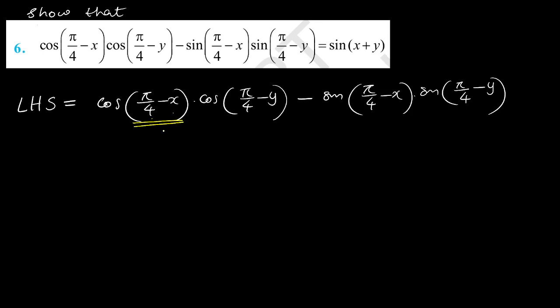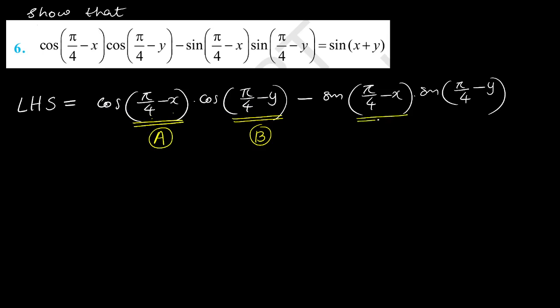This angle is denoted by A. For the time being, pi by 4 minus x is denoted by A. Using a pencil you may write below this angle. Okay, pi by 4 minus y is another angle. Let me denote it by the letter B. Now please read it. If you read it, you will get cos A cos B. Understood? This one is A, this one is B.